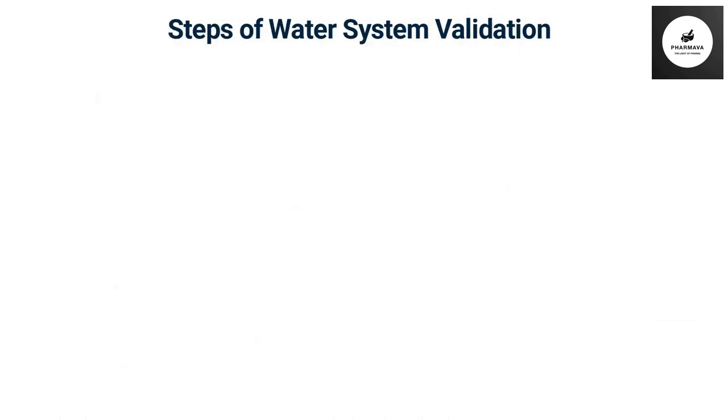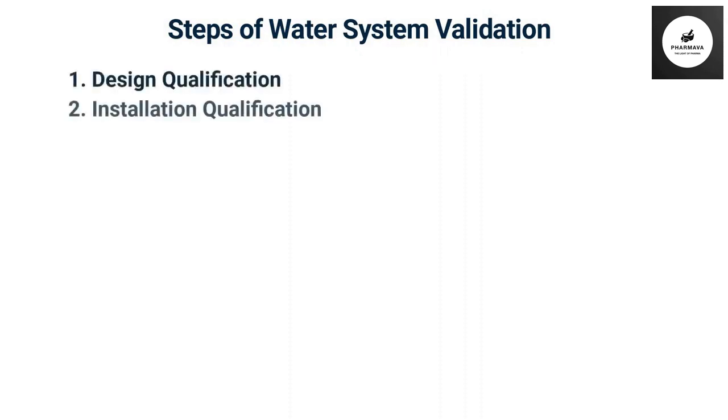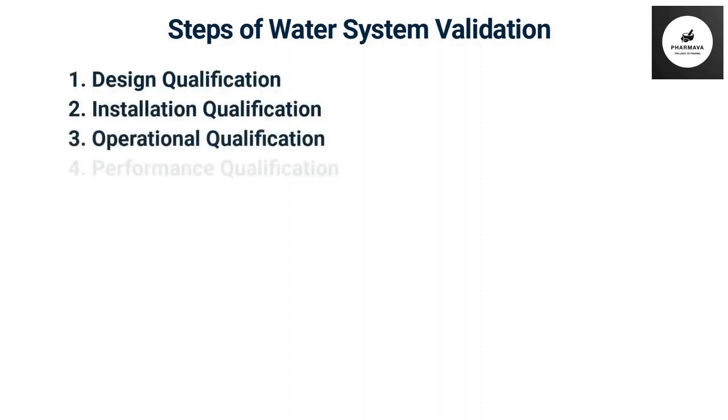Pharmaceutical water treatment system validation consists of 4 steps, which are design qualification, installation qualification, operational qualification, and performance qualification. Let us understand these steps one by one.